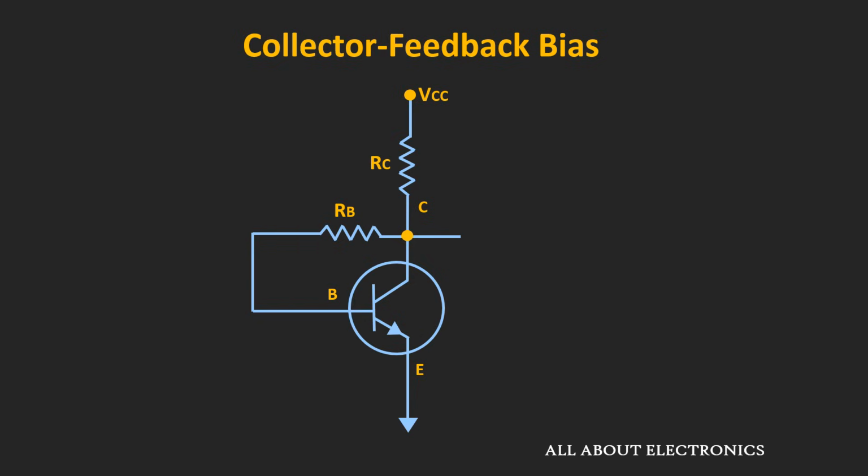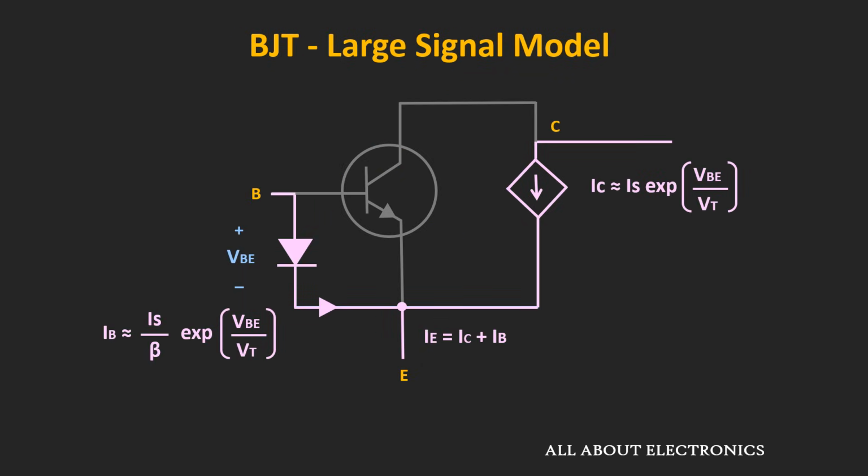So for that, we had seen that the voltage divider or the collector feedback bias configuration provides better stability. So this is all about the large signal model of the BJT, which can be used in the forward active region. So in the upcoming videos, we will see the more general large signal model which can be used in different regions.